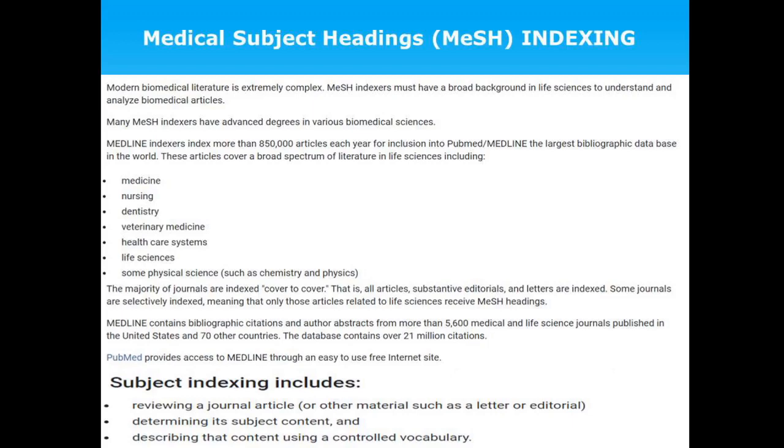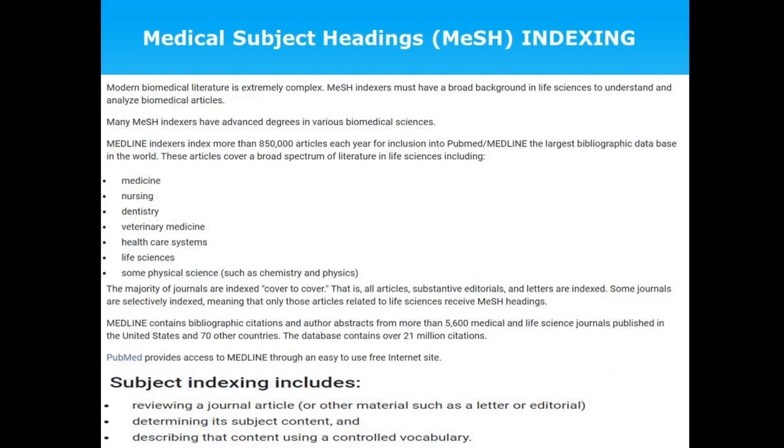This is Medical Subject Headings we are dealing with, so it deals with biomedical literature. When dealing with biomedical literature, as an indexer, you must have sufficient background on biomedical literature. Then only you will be able to assign key concepts or key terms that actually represent the thought content. Mostly MeSH indexers have advanced degrees in various biomedical sciences.